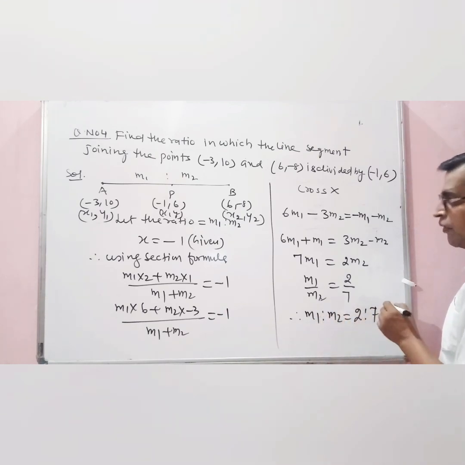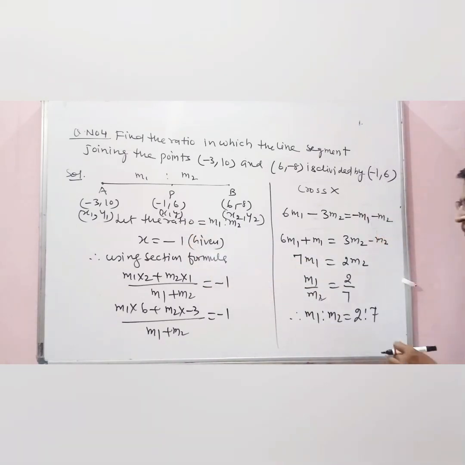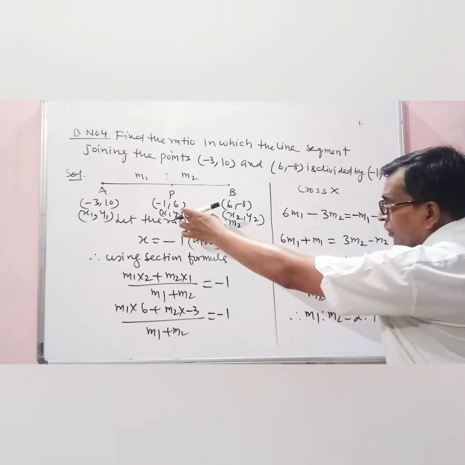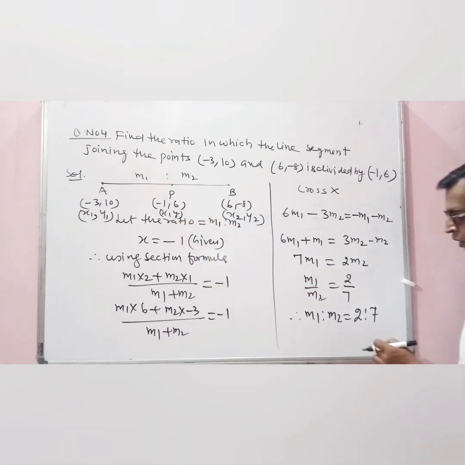Whenever you take y equals 6, the same answer comes, so there is no need of finding y for m1 and m2. Directly one is enough for this. Therefore m1 to m2 equals 2 to 7. Answer.